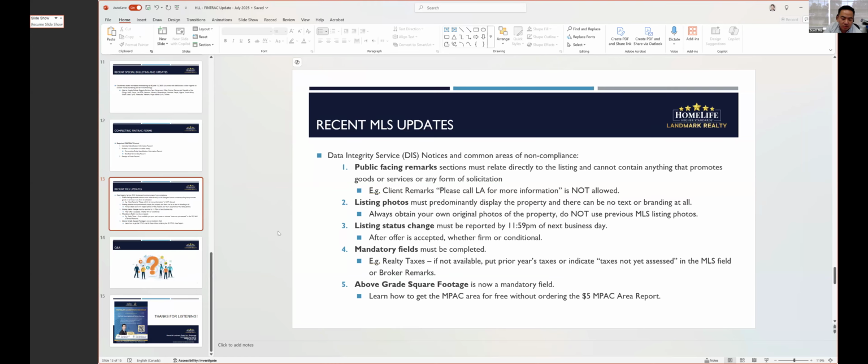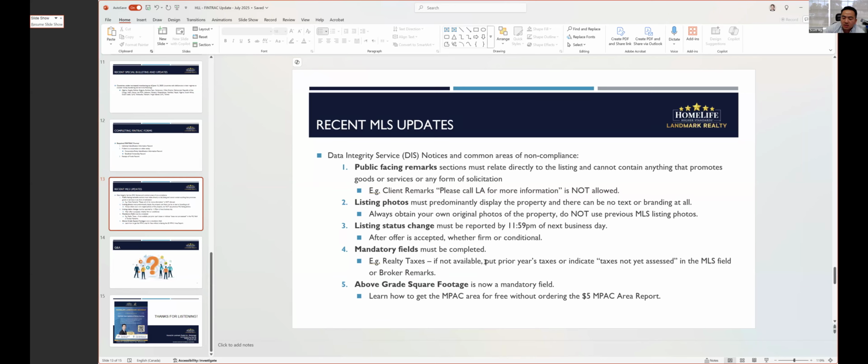Mandatory fields, it's mandatory for a reason. It must be completed. So the most common area is probably realty taxes. If you're dealing with a recently completed new home, then that year's taxes likely have not been assessed. So I think before a lot of people would put zero, but zero is not really accurate because obviously the realty taxes for the year are not zero. They just have not been assessed. So the solution here is if you don't have last year's taxes, then you have to put taxes not yet assessed in the MLS field.